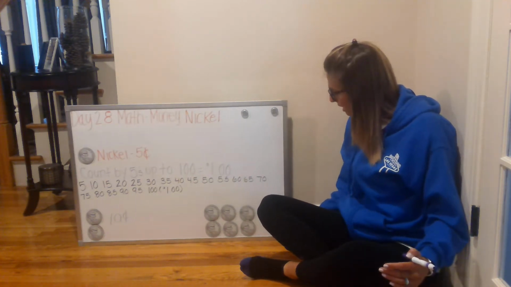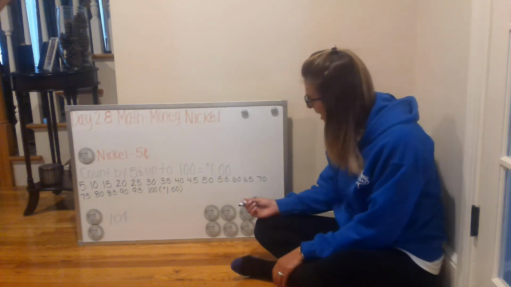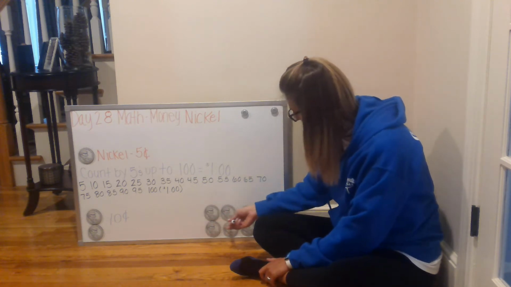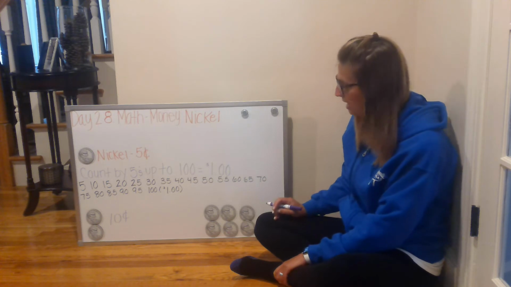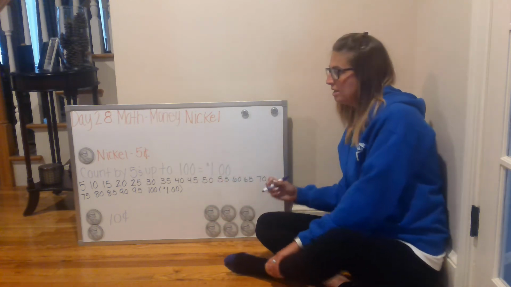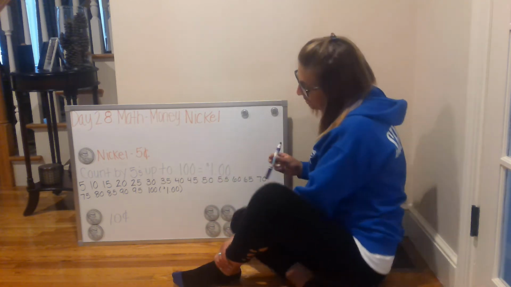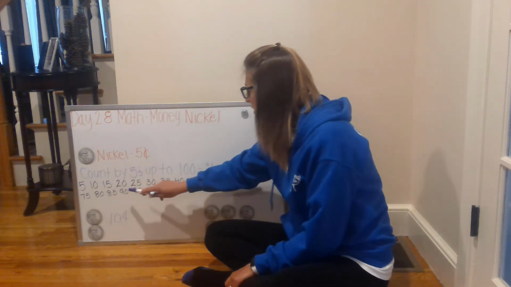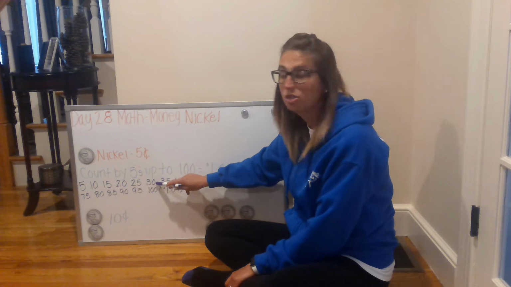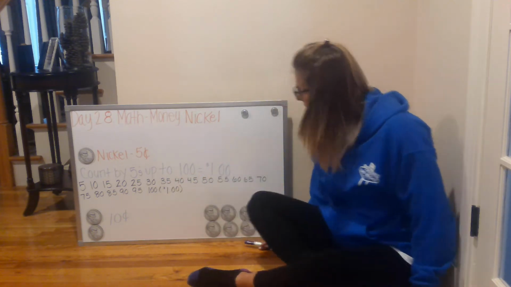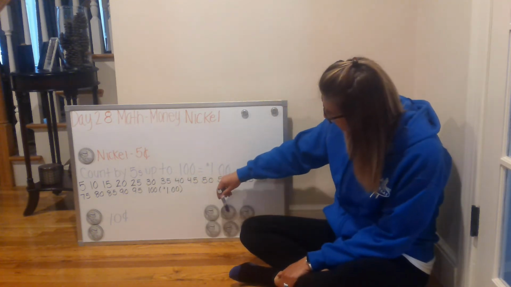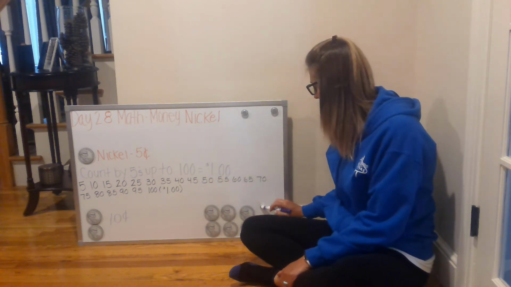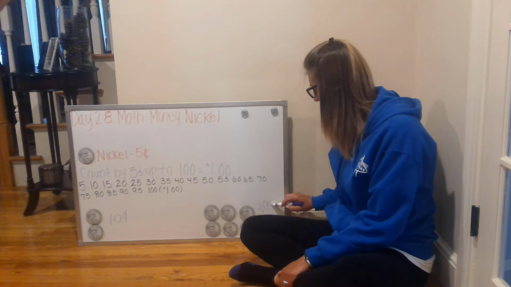Moving on to my next group, let's see how many nickels I have here. I have 1, 2, 3, 4, 5, 6. So I can use my number line starting at 5 and count 6 slots. 1, 2, 3, 4, 5, 6. So 30 cents. And when I count by fives, it would be 5, 10, 15, 20, 25, 30. So this group of nickels is worth 30 cents.